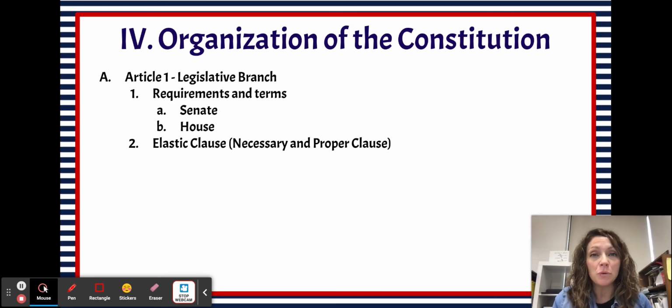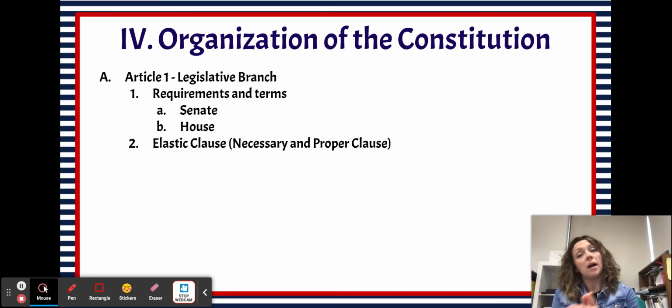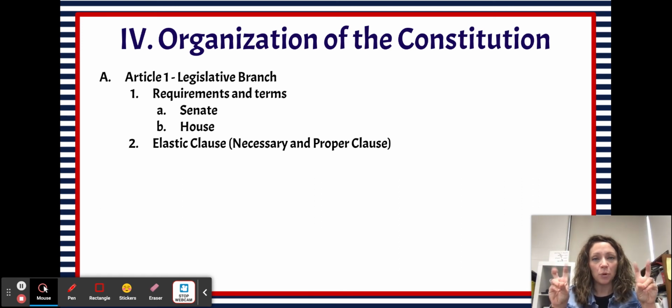So in Article 1 of the Constitution, we have a few different clauses that deal specifically with what Congress can do and what Congress can't do. Okay, so the elastic clause is one of the most important clauses in Article 1, and we'll dive more into this later on. But the elastic clause is also known as the necessary and proper clause, and it's at the very end of the list of things that Congress can do. And this clause is important because it allows Congress to make any law that they think is necessary and proper.